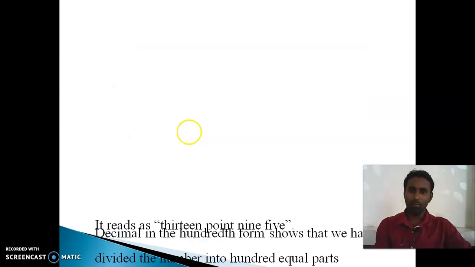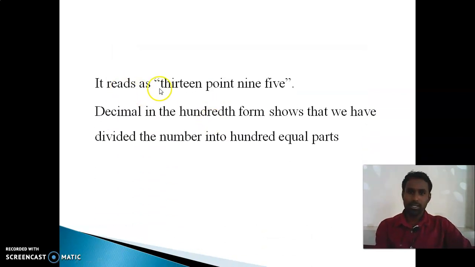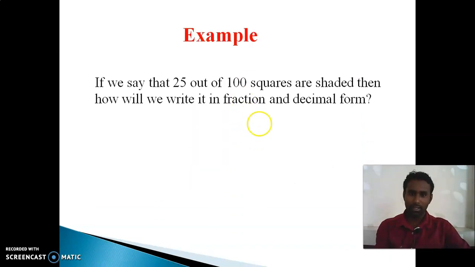Okay. Now see here. How can we read this one? 13.95. We should not read it as thirteen point ninety-five, because once you put a decimal point, every digit you have to read separately. So it is read as 13 point 9 5. So decimal in the 100th form shows that we have divided into 100 equal parts. So we have to divide into 100 equal parts. How, sir, do we divide that? Okay, we will do one problem, you can understand.